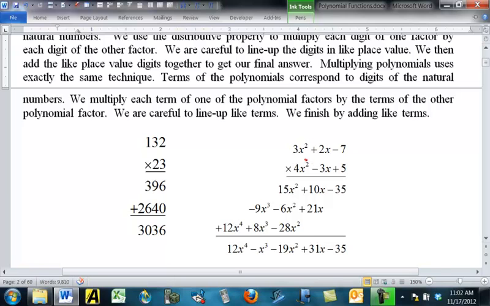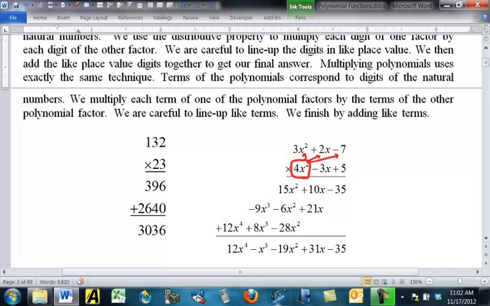Now, the next one I take the 4x squared and multiply by each. 4x squared times negative 7 is negative 28x squared, lined up under the x squares. 4x squared times 2x is 8x cubed here. And 4x squared times 3x squared is 12x to the fourth. Now I've already got everything lined up.